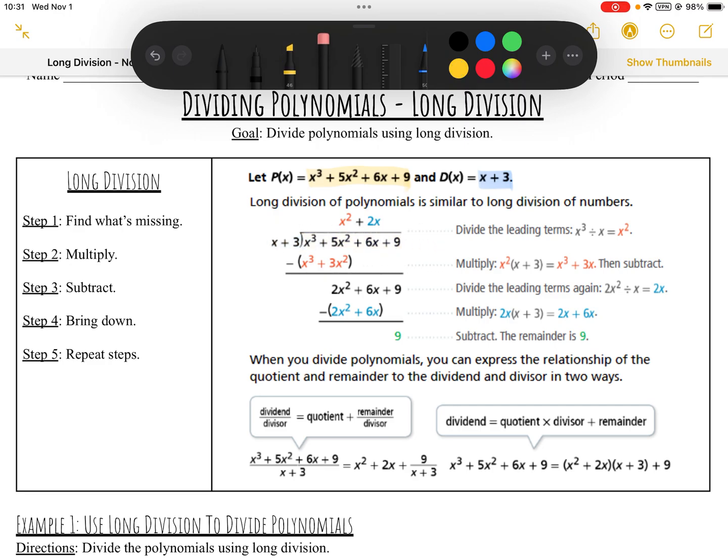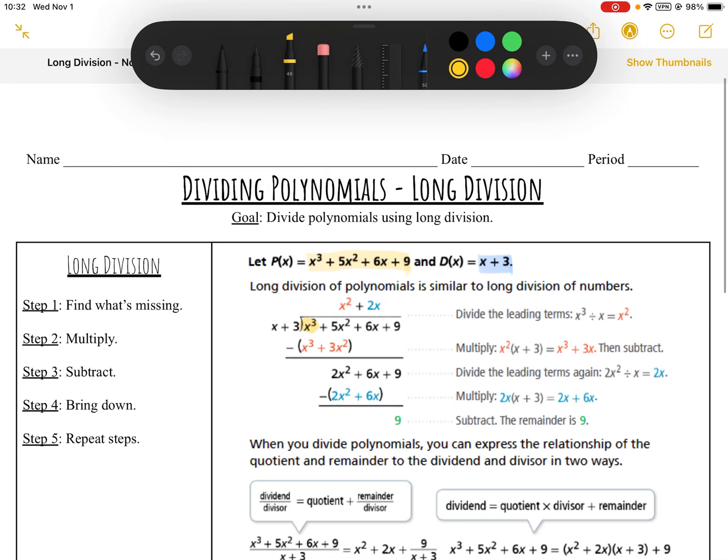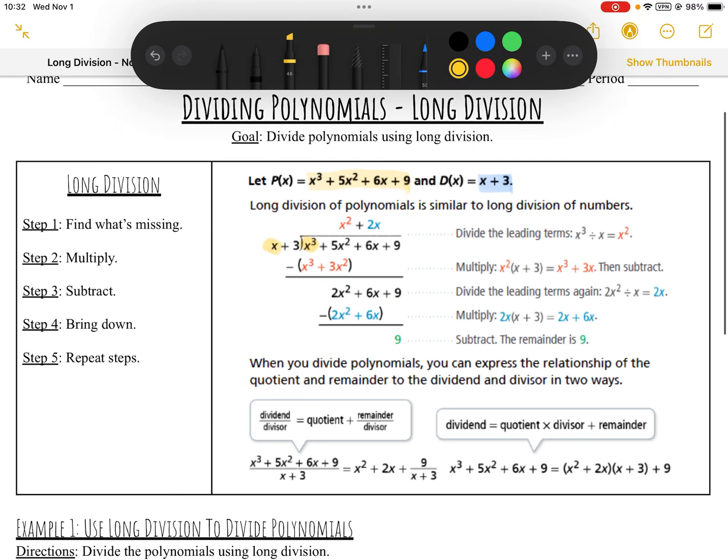So here we are going to look at our first term. The first term under the house is x cubed. I need to get the divisor, the x piece, to become x cubed. So I need to find what's missing. What do I have to multiply x by to get x cubed? I need to multiply by x squared. So x times x squared is going to give me x cubed.